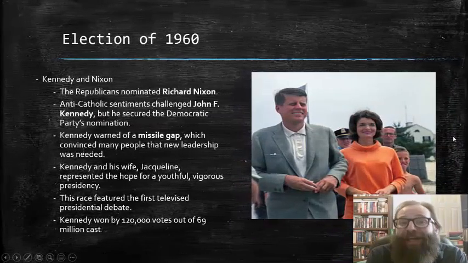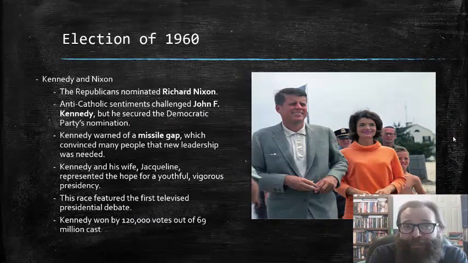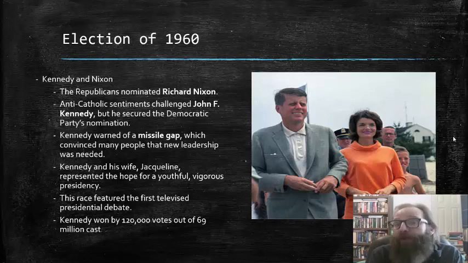For the election of 1960, the Republicans nominated Vice President Richard Nixon. For their part, the Democrats nominated a Catholic, John F. Kennedy, who did face some challenges because of general anti-Catholic sentiment, but did manage to secure his party's nomination. Kennedy warned of a missile gap, basically arguing that the Soviet Union had far more nuclear warheads than the United States did, which convinced many people that new leadership was needed.